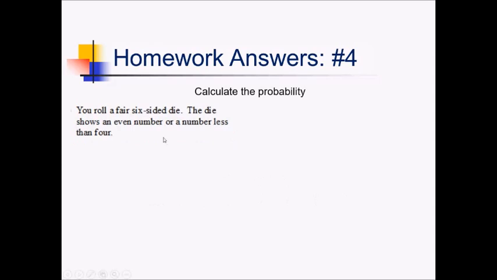For this problem, we're rolling a 6-sided die, and we want the probability of getting an even number or a number less than 4. Since we've got an OR going on, we have to ask if these are overlapping or disjoint, mutually exclusive. Is it possible that the number we get is both even and less than 4? Well, it is. There's an even number less than 4. It's called the number 2. Since these are overlapping, that means we're going to have to subtract the overlap when we calculate this probability.